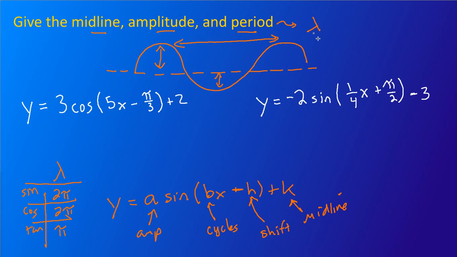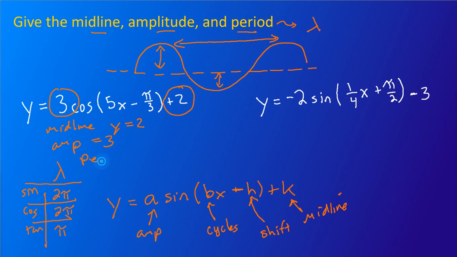So I didn't write shift up here, but you may be asked that. So how am I going to get the midline? In this example, this 2 is my midline. So I would write midline is y equals 2. For my amplitude, that's this number. So my amplitude is 3.